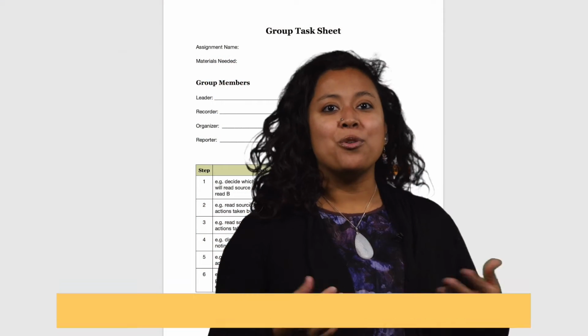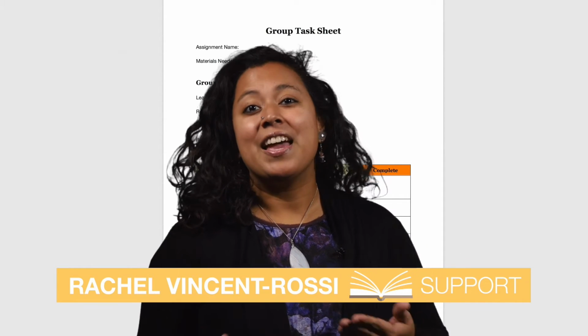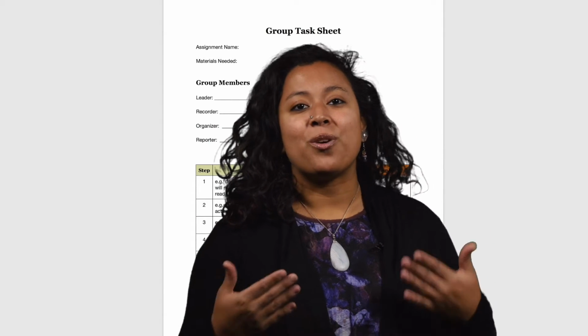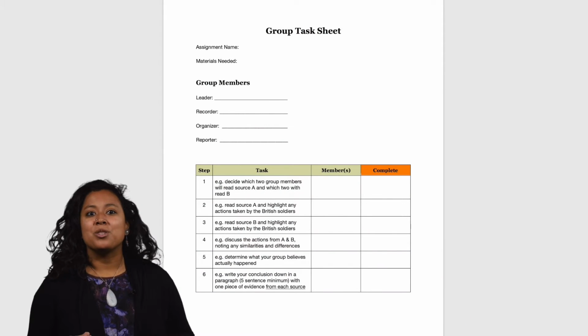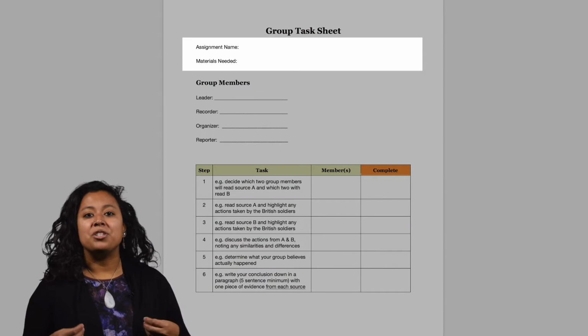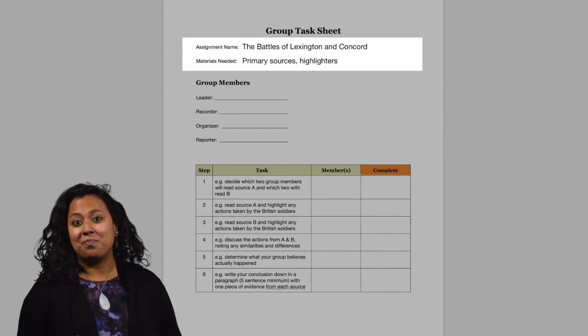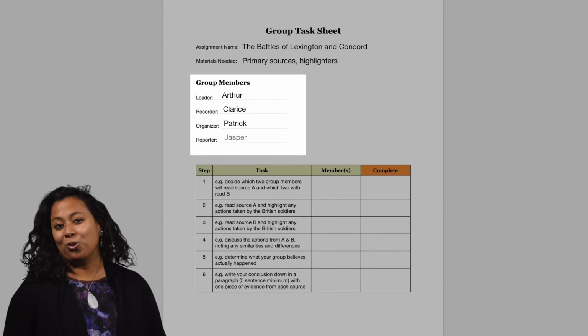A great way to help your students organize and help yourselves monitor their work is through the use of a group task sheet. The group task sheet is an essential tool to use for multi-step group activities. It serves as a guide for students to complete an assignment and also works as a great management tool for you to use as a teacher. The first 2 items on the sheet, the assignment's name and the materials needed, will need to be typed in by you prior to the assignment. Then, the group members will write their names down beside their designated roles.